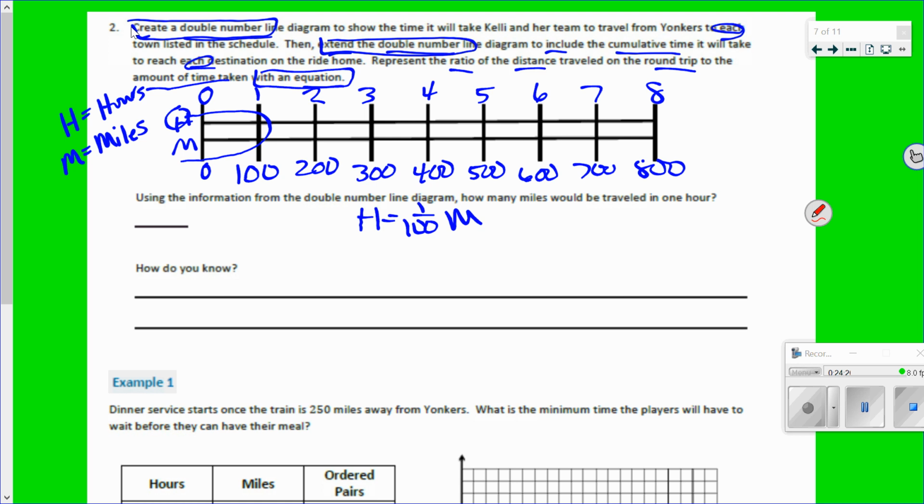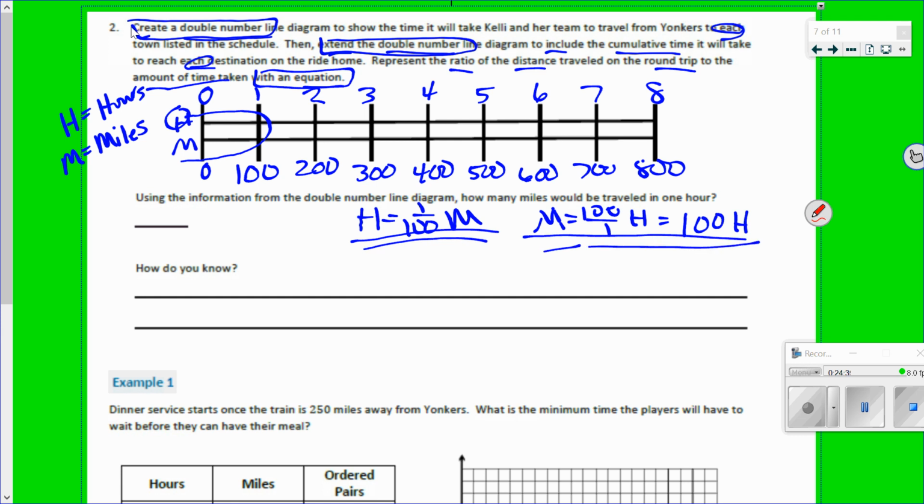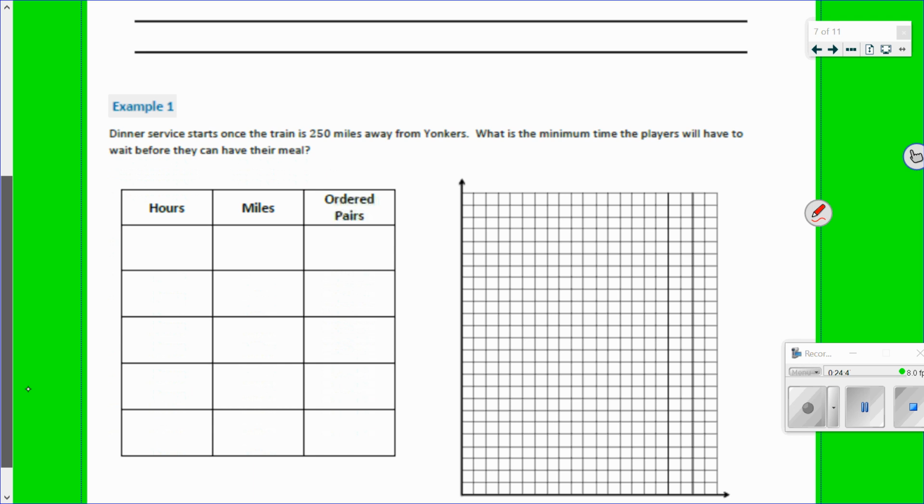Could I have done it the other way? Yes. If I did it the other way, M equals what? 100 over 1 times H, or 100 over 1 simplifies to 100H. Guys, are you okay with these equations? Good, because there are 2 of them on your test. Okay, we're going to skip the rest because I want to get to the next part.